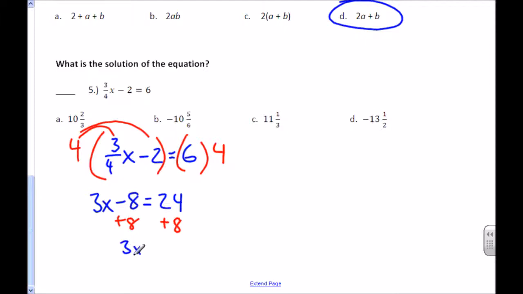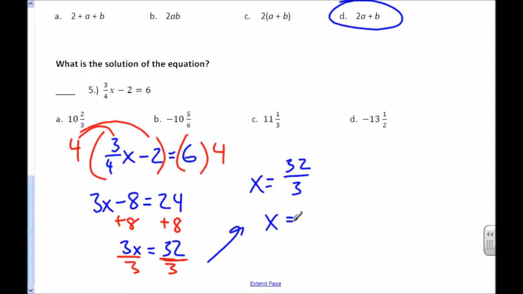So I get 3x equals 32. And now I divide each side by 3. So that's going to tell me that x equals 32 over 3. And normally I would leave this as an improper fraction. But if I look, all of my answers are mixed numbers. So I'm going to have to change this to a mixed number.